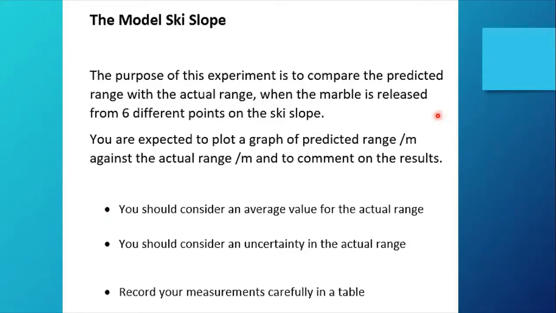Okay, you're expected to plot a graph of the predicted range against the actual range and to comment on the results. You might like to think about this. You should, of course, consider an average value for the actual range. You should consider an uncertainty in the actual range and record your measurements carefully in a table. And this is an interesting experiment which enables you to get to grips with projectile motion.